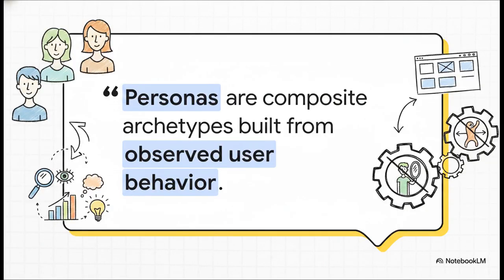The absolute biggest takeaway here? Personas are not just fictional characters you dream up in a meeting. They are composite archetypes built directly from real observed user behavior. They are your best defense against self-referential design, which is just a fancy way of saying a designer building what they want rather than what the user needs. It also stops the elastic user problem, where a developer constantly changes the definition of the user just to justify adding a cool new feature.